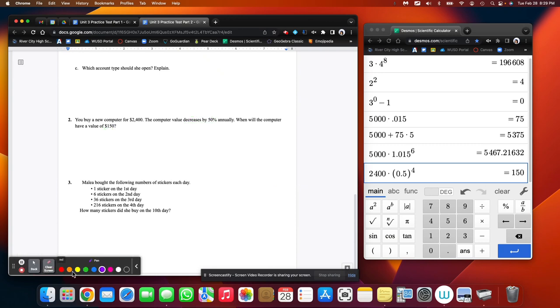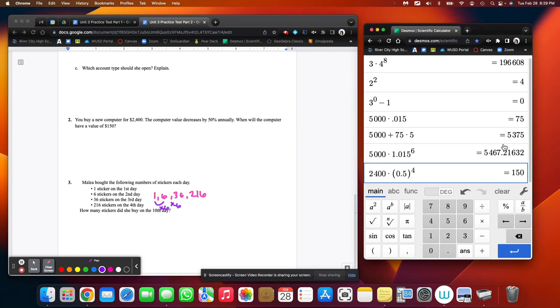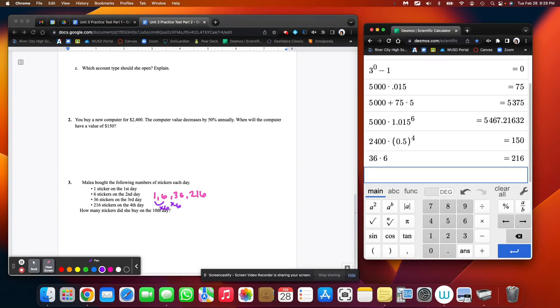All right, so now looking at the last example here, it says Malia bought the following numbers of stickers each day. She bought one sticker on the first day, 6 stickers on the second day, 36 on the third day, 216 on the fourth day. If we were to write this out as a sequence, it would be 1, 6, 36, 216. How many stickers did she buy on the 10th day? It looks like this pattern here is multiply by 6. 1 times 6 is 6. 6 times 6 is 36. We can just double check that 36 times 6 is 216.